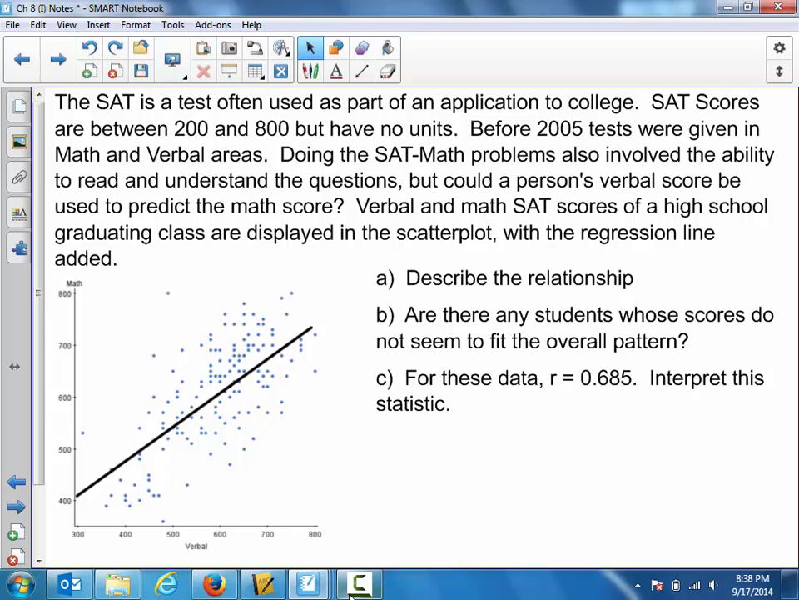All right, let's look at a practice problem together, and then we will be done with the notes. I need to check the time real quick. 24. Okay, so this is going to be a little bit longer, but we shouldn't go past 40.